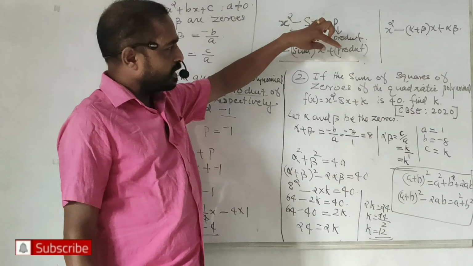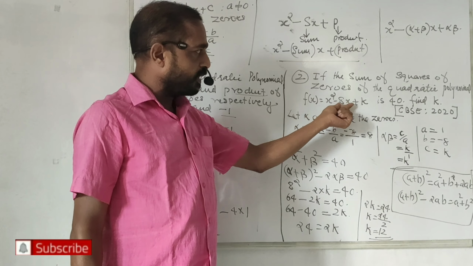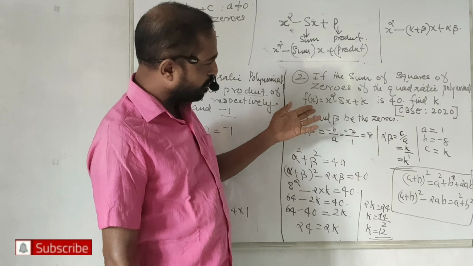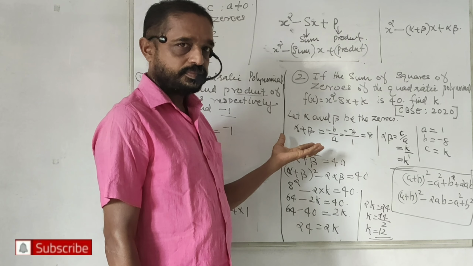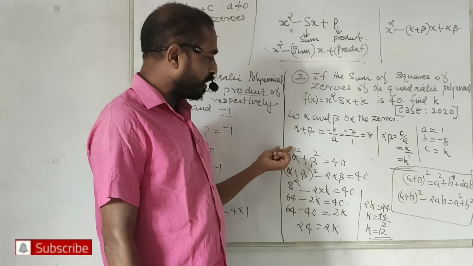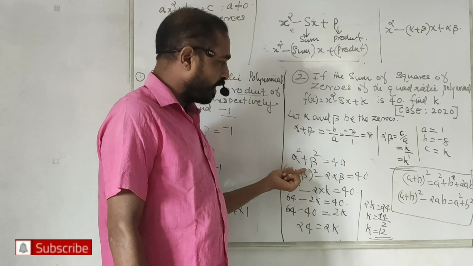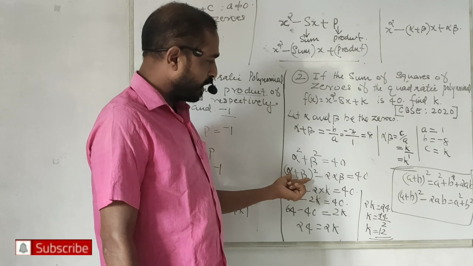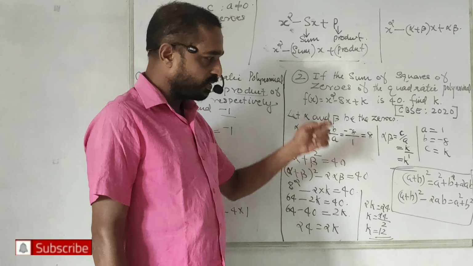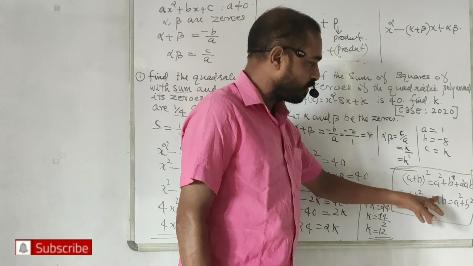So it is given that the sum of the squares of zeros of quadratic polynomial f of x is equal to x square minus 8x plus k is 40. So we are assuming that alpha and beta are the zeros. What is meant by sum of the squares of zeros? See, the zeros are alpha and beta. Squares of the zeros are alpha square and beta square. And what is meant by sum of the squares? Just add, alpha square plus beta square is equal to 40. But a square plus b square is (a plus b) whole square minus 2ab. You have to make this identity by heart.